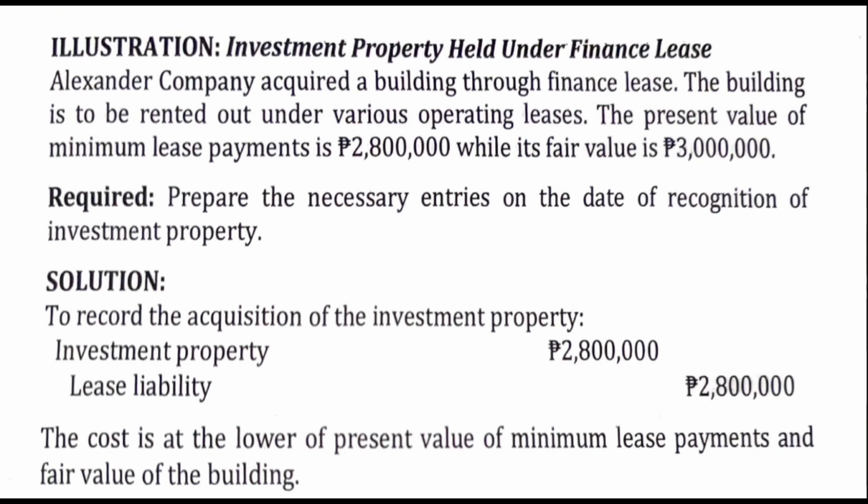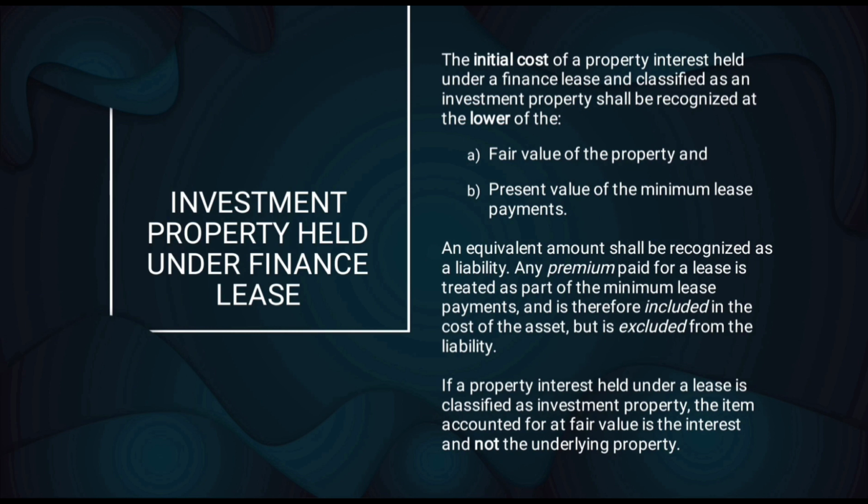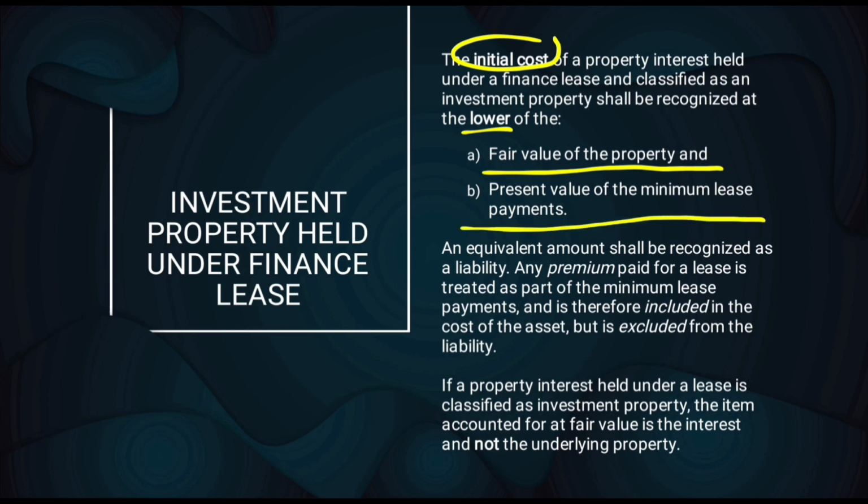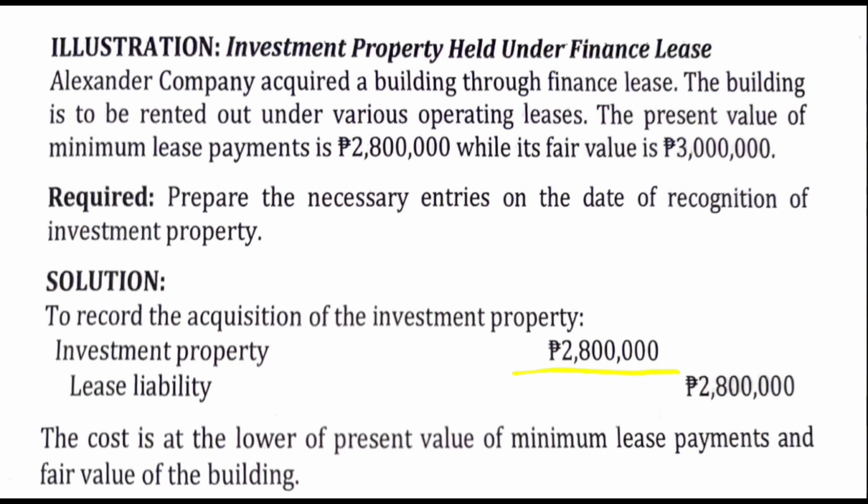So here is the solution. To record the acquisition of investment property, debit investment property 2,800,000. So why 2,800,000? Remember, it is stated here that our initial cost shall be recognized at the lower of the fair value of the property and present value of minimum lease payments. So in the problem, the present value of minimum lease payments is 2,800,000 and fair value is 3 million. So we take the lower of the two, so 2,800,000 is what we put here. Then lease liability, credit 2,800,000.